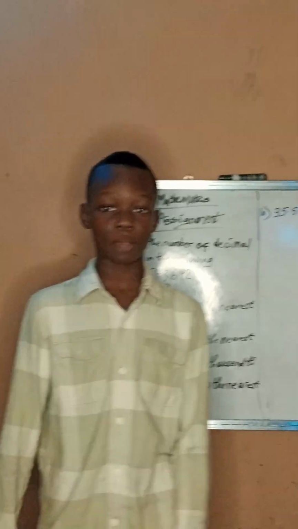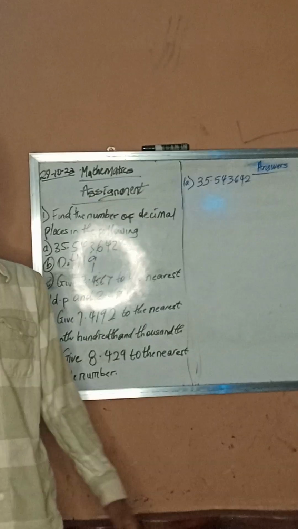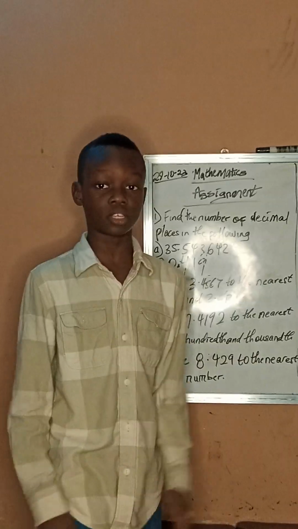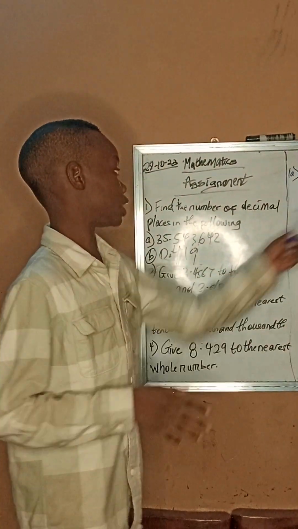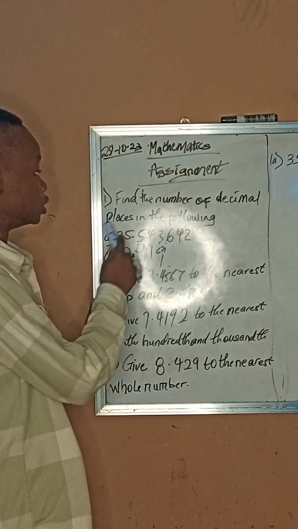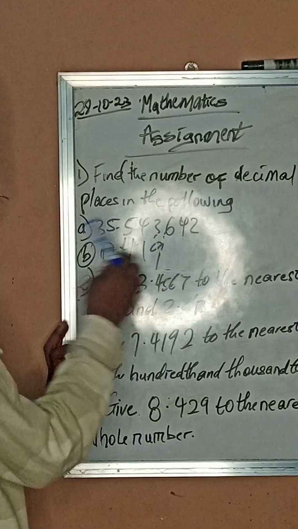Last class I gave an assignment, so this class we will be doing the questions of the assignment. Today's topic is significant figures. But before we go into today's topic, let's do the assignment. Assignment number 1 is: find the number of decimal places in the following.